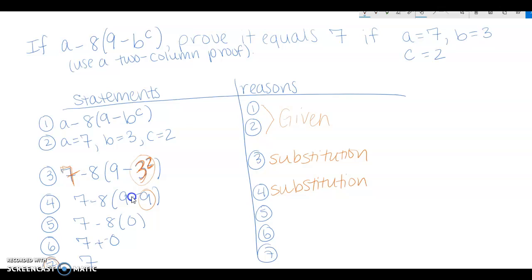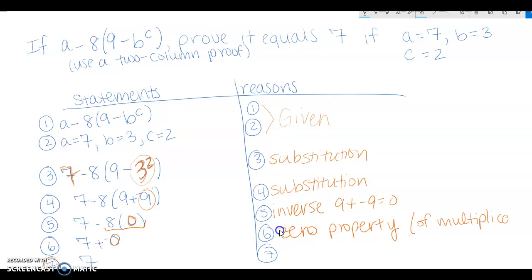Here we have 9 minus 9, or 9 plus negative 9, which is equal to 0. We're going to be considering that the inverse property, because 9 plus negative 9 is equal to 0. And then we know here that 8 times 0 is equal to 0, so that's the 0 property. This is always just true for multiplication, so you don't really have to put that.